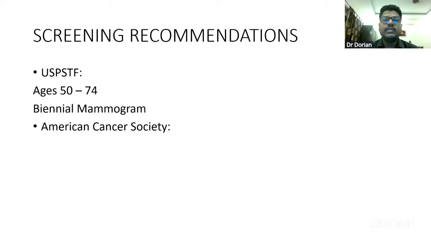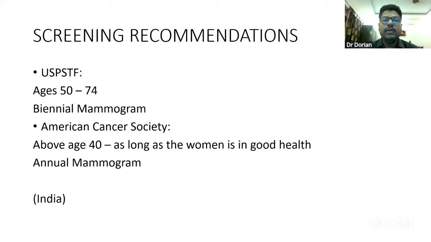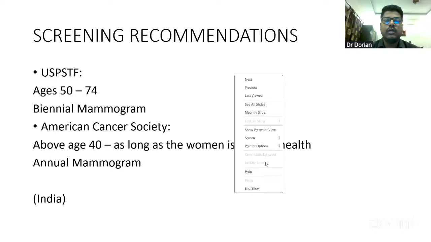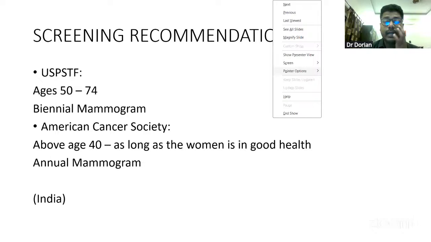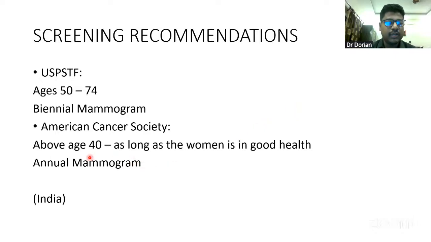But the American Cancer Society says that any woman above the age of 40 should undergo a screening mammogram, and this should continue as long as the woman is in good health. The American Cancer Society recommends only an annual mammogram. This is the recommendation we follow in our country, India, so they are more likely to ask this. In India, the mammogram is taken above the age of 40 and continued as long as the woman is in good health, and that should be the answer.